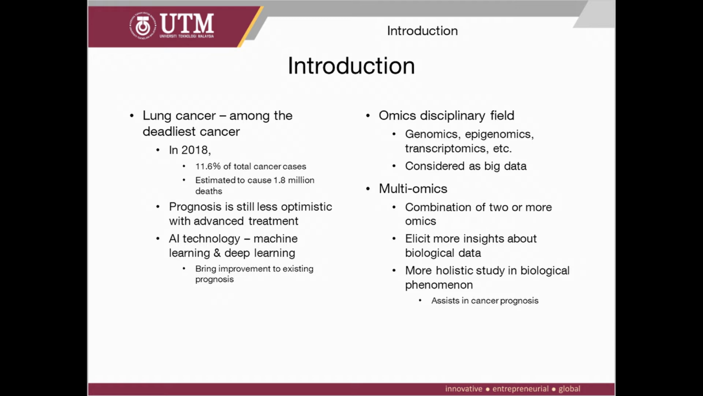In this research, the dataset used is a multiomics data. But first, what is an omics? So omics is a disciplinary field in biology. There are several types of omics such as genomics, epigenomics, transcriptomics, and more. Omics data are considered as big data because they fulfill the properties of big data. Multiomics refers to the combination of two or more omics. According to researchers, multiomics analysis could help elicit more insights about biological data. It allows a more holistic study in biological phenomena which helps assist in cancer prognosis.